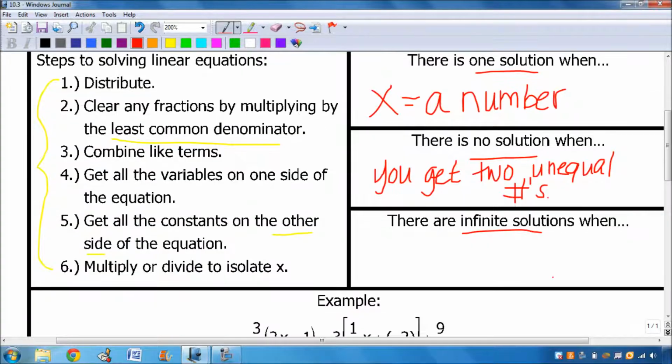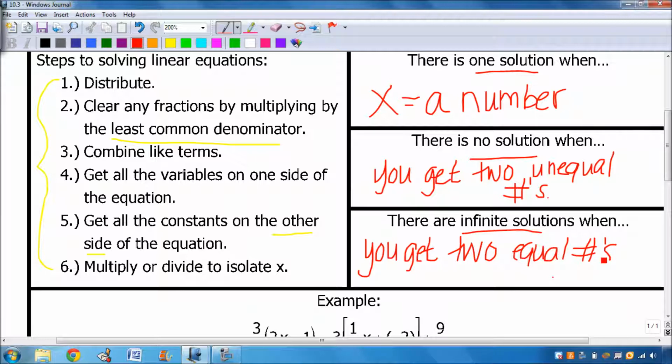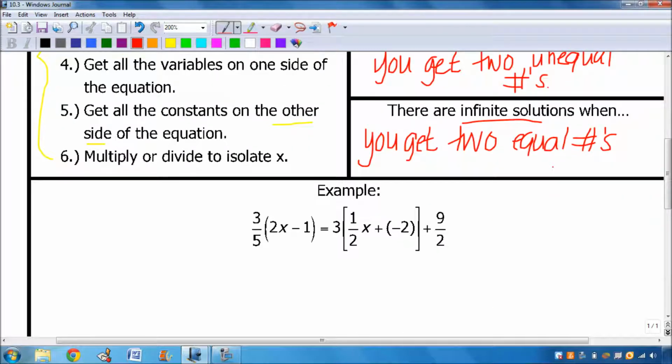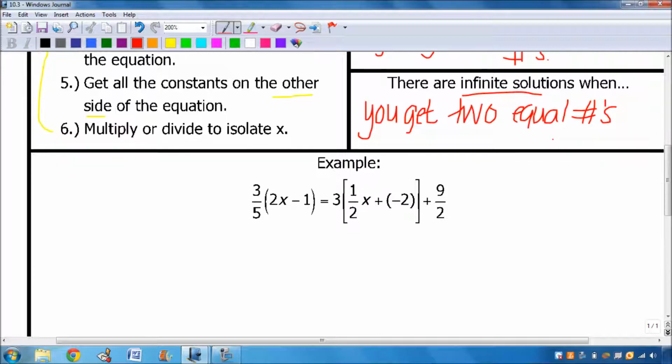And then there's infinite solutions when you get two equal numbers. So if both sides of your equation look the same, then you have infinite solutions. So sometimes we'll solve a problem and we'll end up getting like 5 equals 5, for example. Well, if you get 5 equals 5, 5 will always equal 5, so it always works. So you have infinite possible answers, okay?